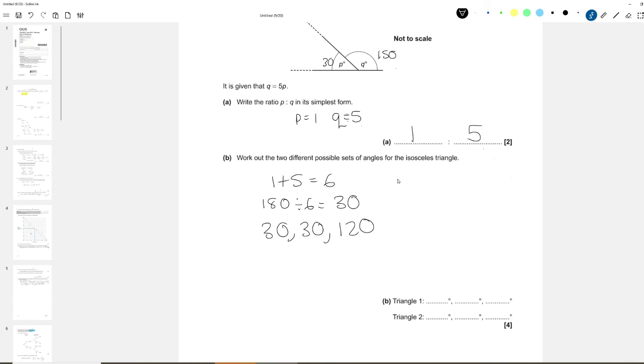But 30 could be the angle that's not the same. So if I do 180 take away 30, that's 150. And then 150 divided by 2, which is 75. That could also be my answer as well. So I would have two 75s. So my answers would be 30, 30, 120, and 30, 75, and 75. Make sure each one adds up to 180. Yep, and yep.